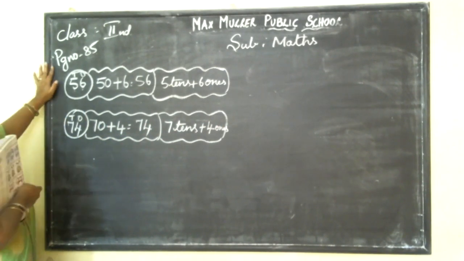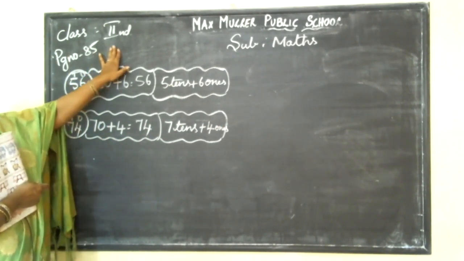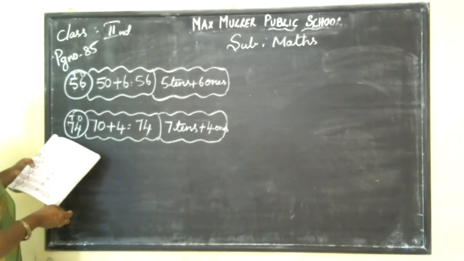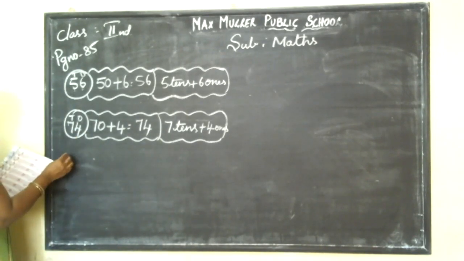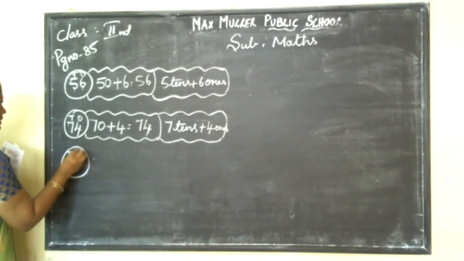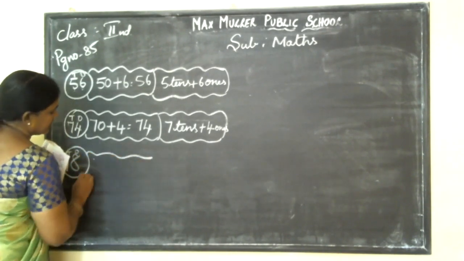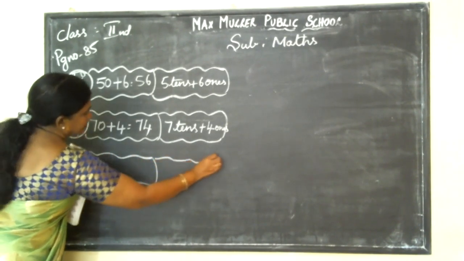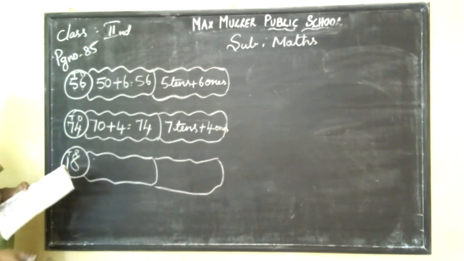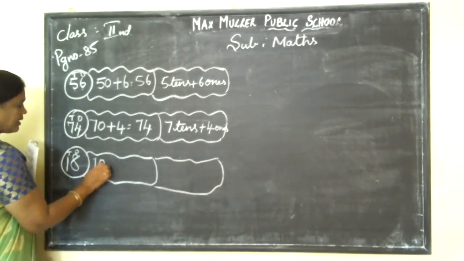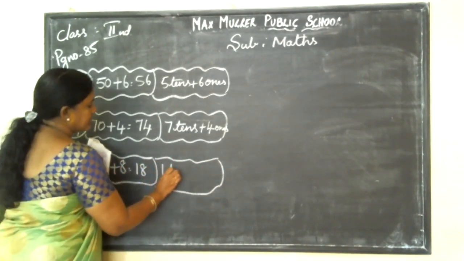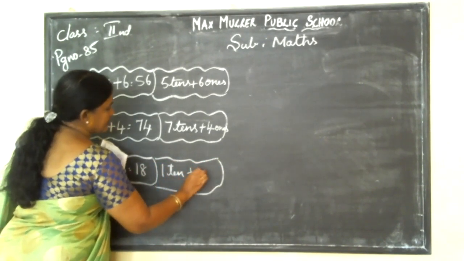See, when you are starting the textbook, write the date also. Understood, children? Write the date. After that, you will go to the textbook exercise. Now 18. See, ones, tens. 1 is in which place? Tens place. So what will we write here? 10. 10 plus 8 is equal to 18. 1 ten plus 8 ones.